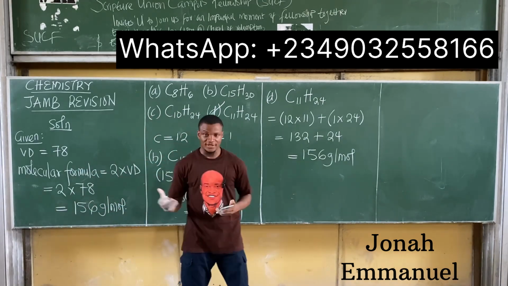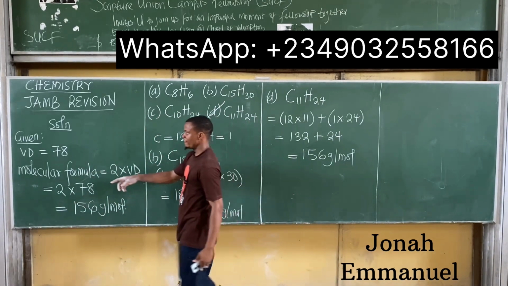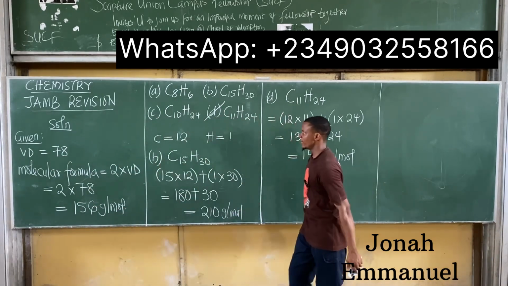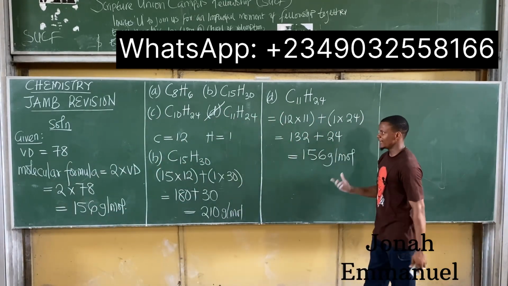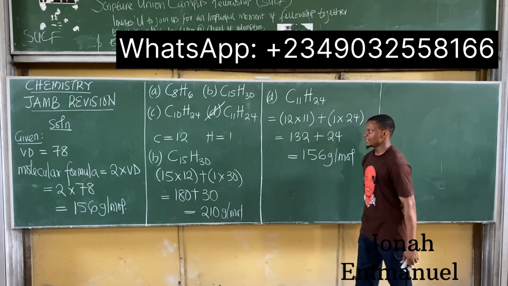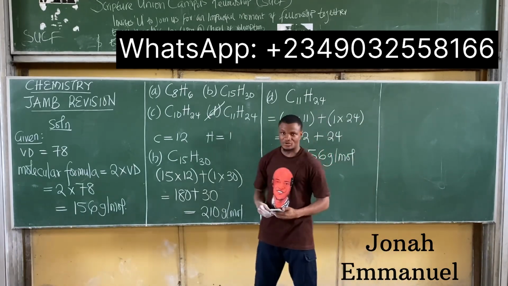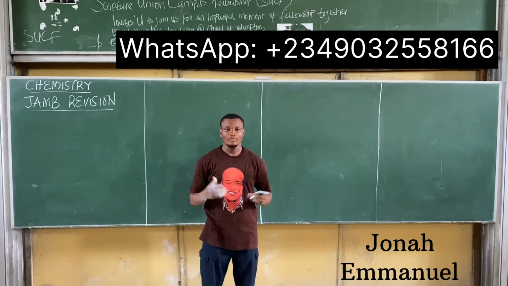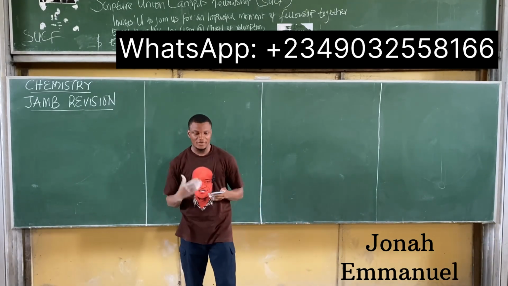So that's how you solve this question. Simply multiply vapor density by 2 and then look for which of these options, where if I calculate the molecular mass, I'll have the same answer. So my answer is option D. Let's try another question. Alright, so let's look at another question here.